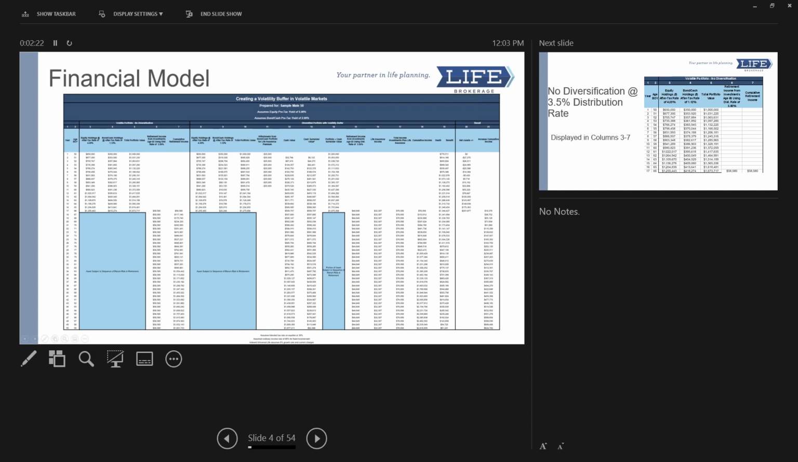So very quickly, we have some extra time on our hands here at Life Brokerage to build content and to build tools that are helpful for you. And we've enrolled the help of our programmers and our financial minds, and we've come up with a financial model here that shows an existing client or new prospective client how to create a volatility buffer in volatile markets.